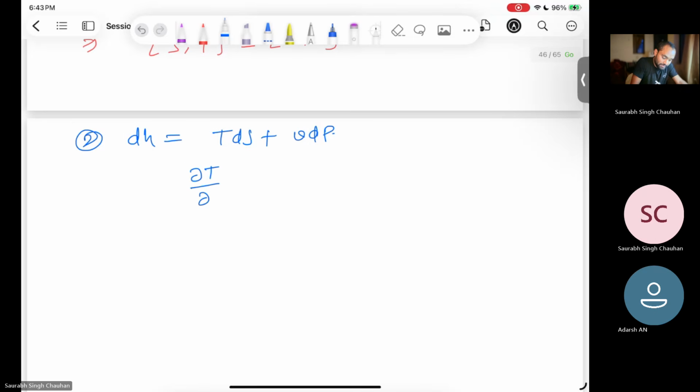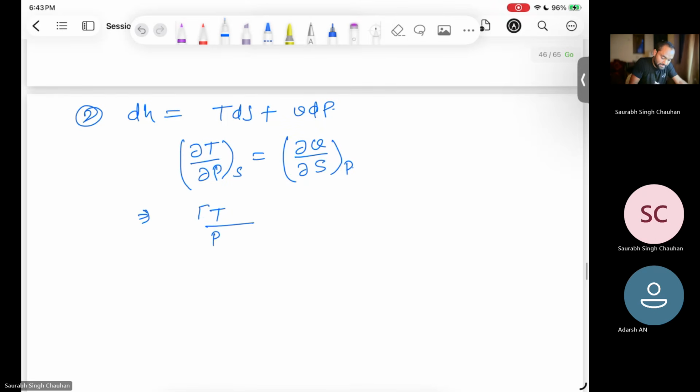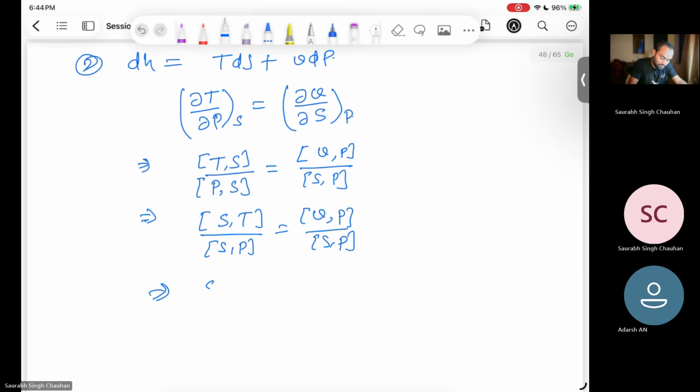We will get the partial derivative of T with respect to P at constant S, and it should be equal to the partial derivative of V with respect to S at constant P. If you want to write it in the Jacobian, then the Jacobian of T, S is kept constant, should equal the Jacobian of V with S, P. Just change the order: S comma T and S comma P. This will be equal to this thing, and you just remove S comma P from both sides. Finally you get S comma T is equal to V comma P.